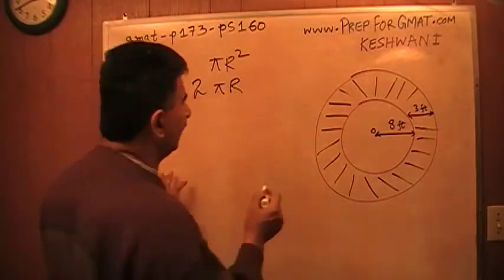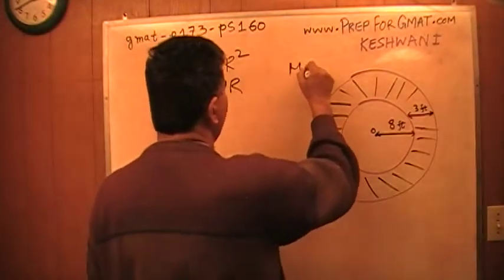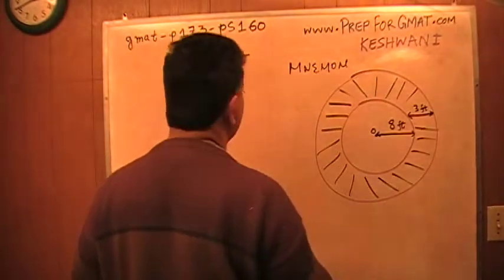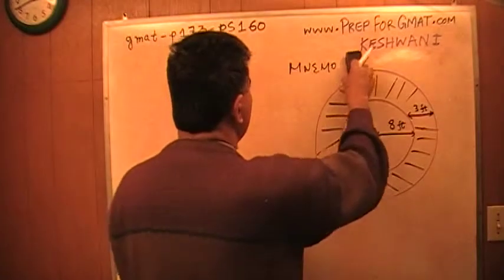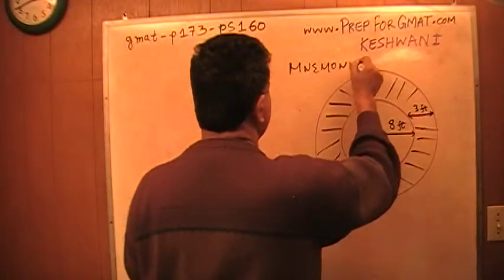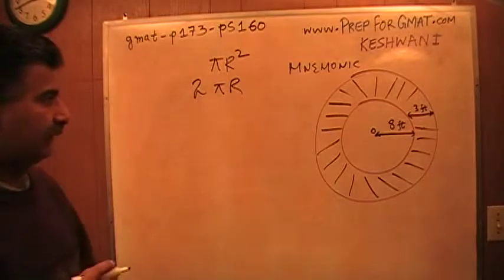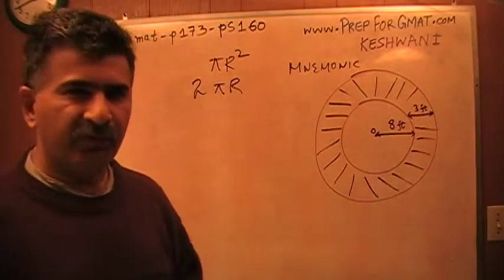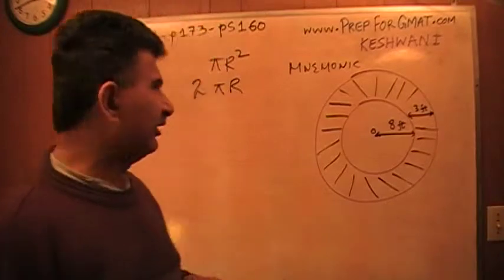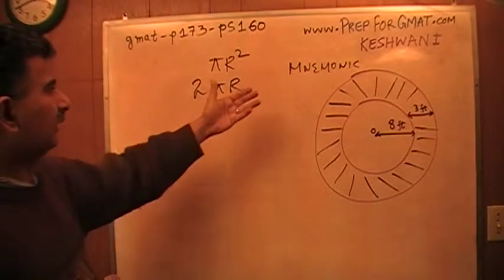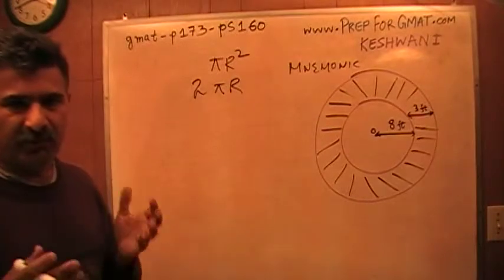For those of you who do not know this word, look it up and learn it. M-N-E-M-O-N-I-C, mnemonic. When the problem is simple and straightforward, I take my time to teach you some extra stuff, because it's a very straightforward problem. We'll be done in a second. Mnemonic is just a memory device that you make up to remember something.